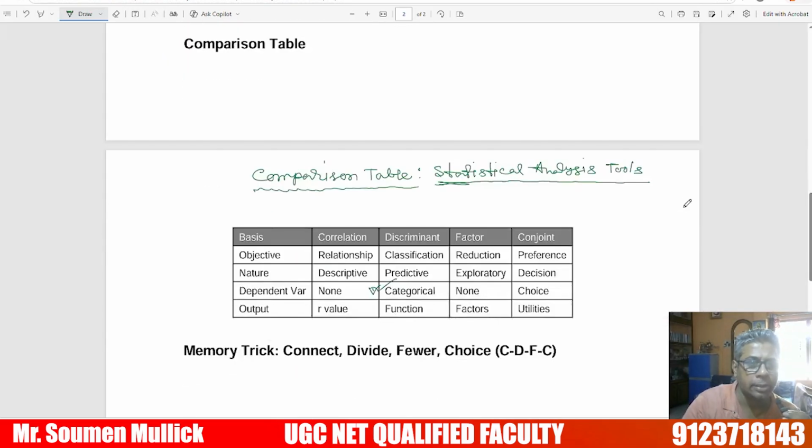Now we are going to study the comparative table of the statistical analyses. The objective of correlation is relationship. The objective of discriminant analysis is classification. The objective of factor analysis is reduction. And the objective of conjoint analysis is preference.